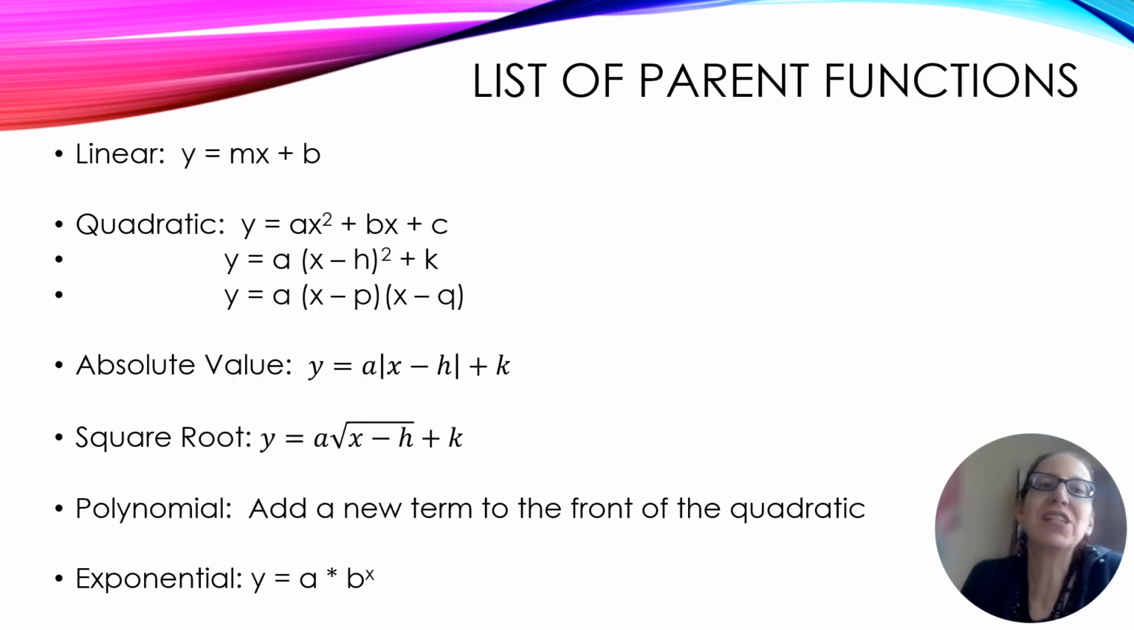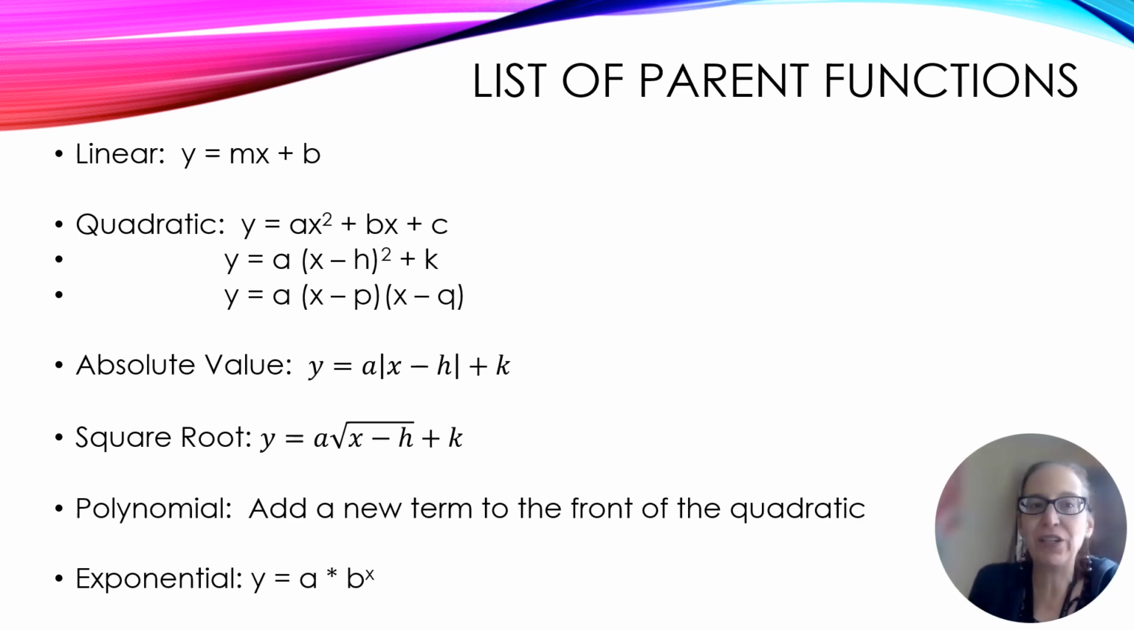But you can pick what kind of regression that you want to do. Okay, so this is a list of parent functions. So these are the things that you have to pick from when you are choosing one. Now, for your EOC purposes, I would be surprised if it was anything other than a line or a quadratic, but we're going to look at exponentials in this particular lesson.